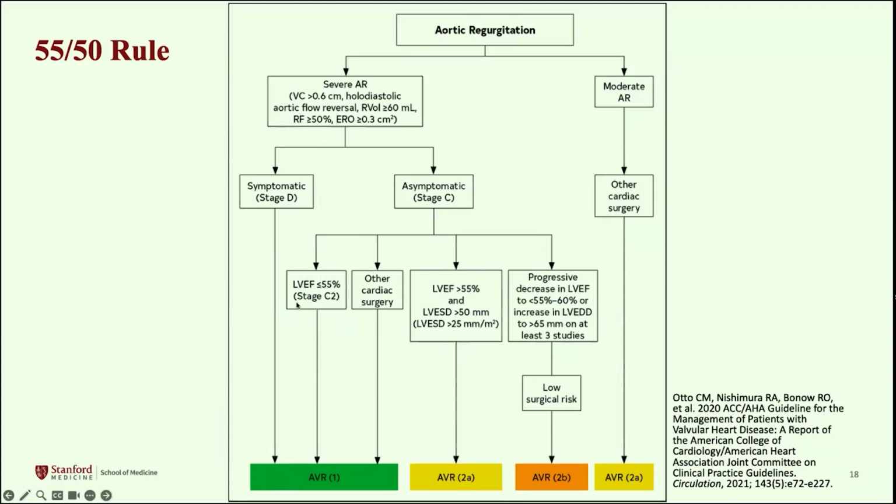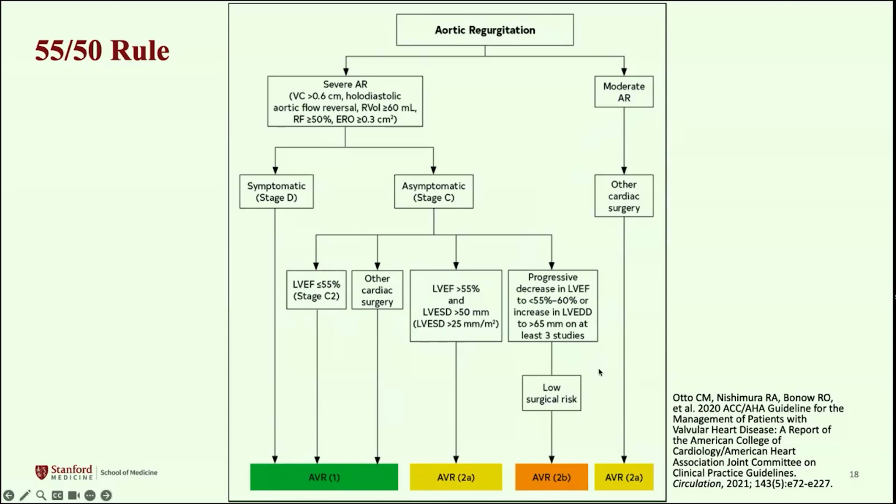As your LVEF is less than 55%, we get a class 1 indication if you're undergoing other cardiac surgery. And then for patients who are starting to have LV remodeling, defined by an end-systolic dimension more than 50 or indexed more than 25, we have a 2A indication. And then if we have progressive dilatation over time, we have a weaker recommendation if they're low surgical risk to intervene.